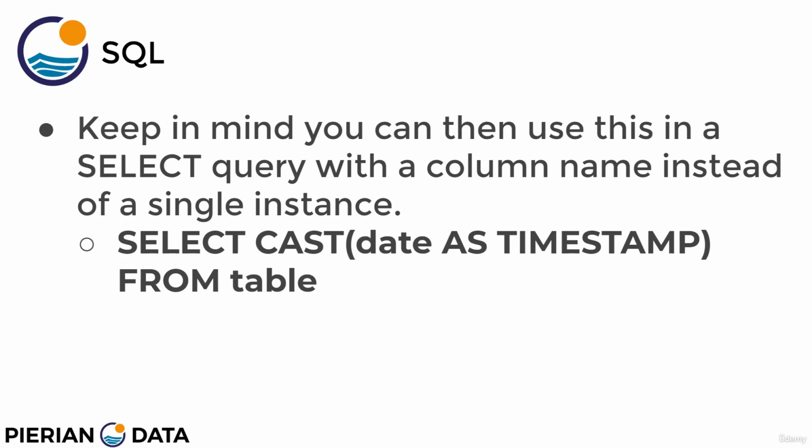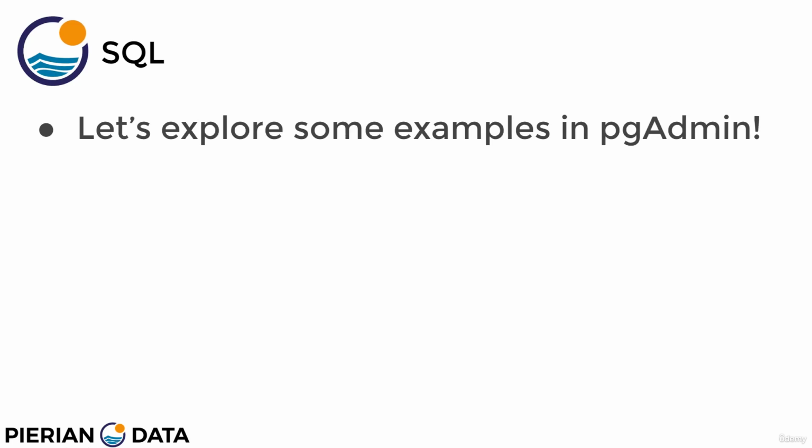Now keep in mind that typically you're not doing this on a single sample or single instance. Instead, you're going to be using this within a select query with a column name instead of a single instance. So for example, if you had a table that for some reason the date column was set up as a string entry, then what you can do is say select cast the date column there as timestamp from table. Let's go ahead and explore some examples in pgAdmin.